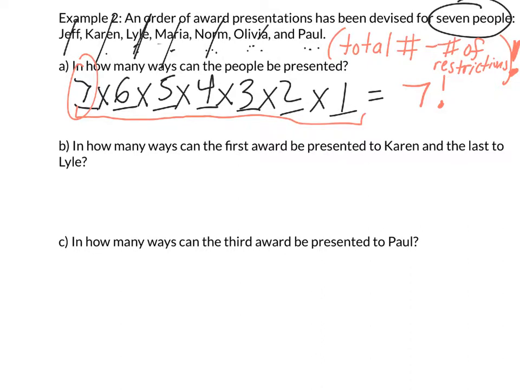So in question A, if I wanted to use this formula, the total number of people being lined up was 7, minus there were 0 restrictions in A, factorial. So 7 minus 0 is, of course, 7. You do parentheses first, and then we still get 7 factorial. Now you still have to punch that into a calculator. You can't just leave your answer as 7 factorial.